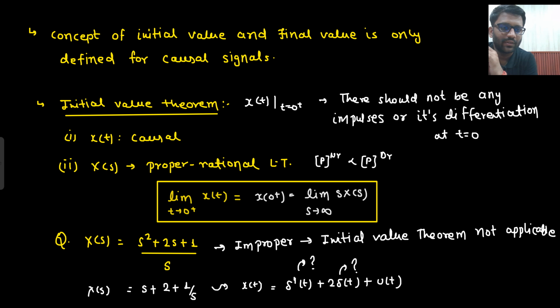Is that clear to you or not? So to define the initial value, there should not be any impulses or their differentiation. This is the only requirement, and the other requirement, that x(t) should be causal, is there for the final value theorem as well. Very simple thing: that means the Laplace transform cannot be improper. And what is the theorem? To find the value at t equals to 0 plus, multiply X(s) with s and then put the limit s tending to infinity. In the final value theorem, s tends to 0.